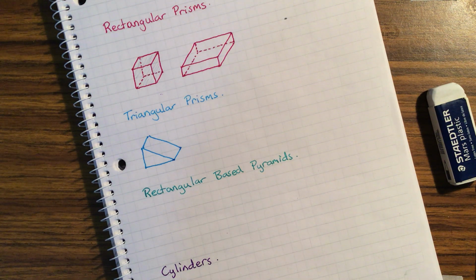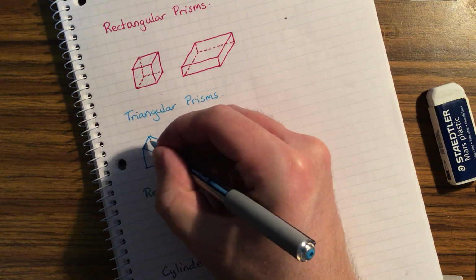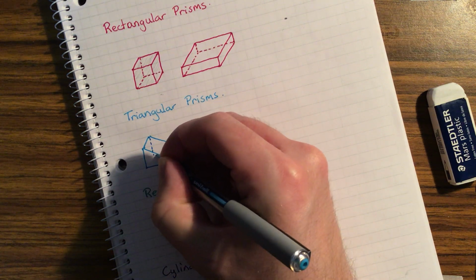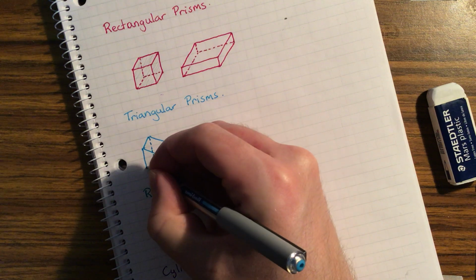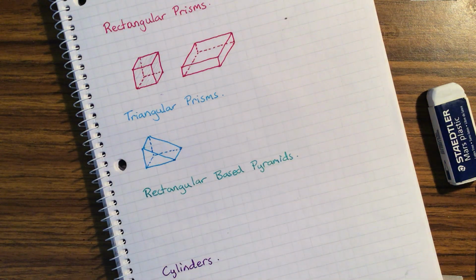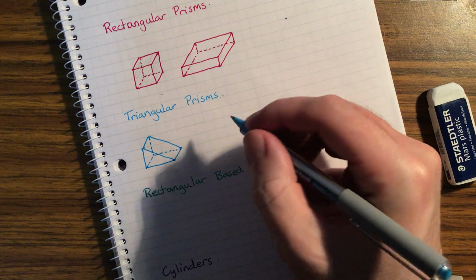Now, if I wanted to draw the edges that are behind the triangle, and I can't see them, I use dashed lines, and I would draw them like this, so they'd match up. Can you see how to draw these? It's pretty simple. Now let's draw another triangular prism.